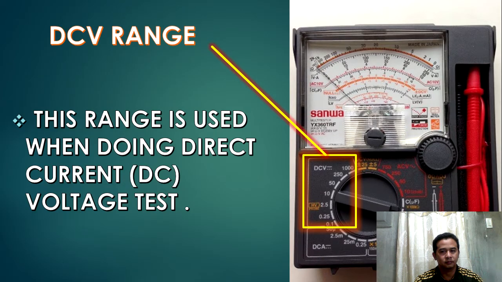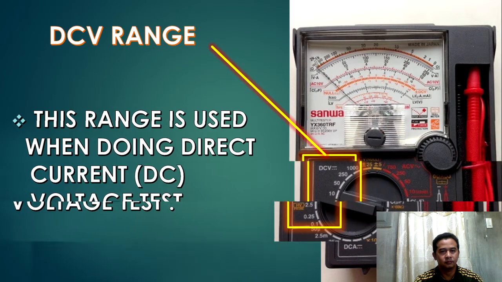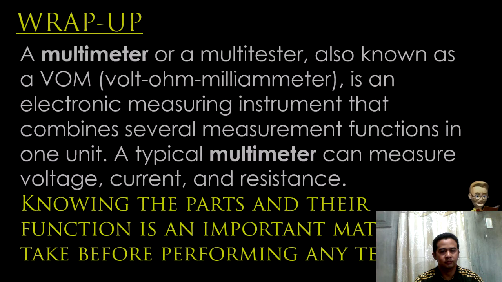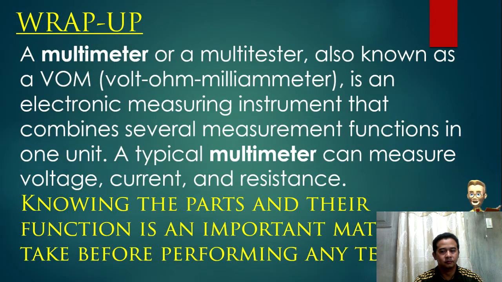DCV range. This range is used when doing direct current voltage test. DCA range. This range is used to measure small amount of current DC in ampere. So those are the basic parts and functions of an analog multimeter.